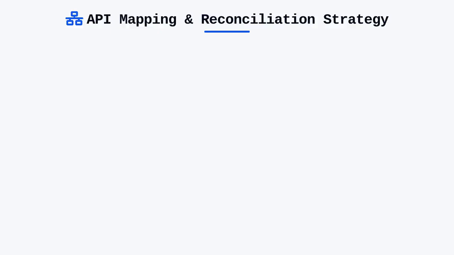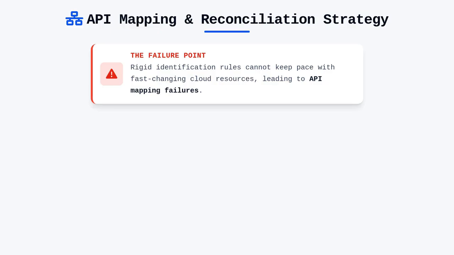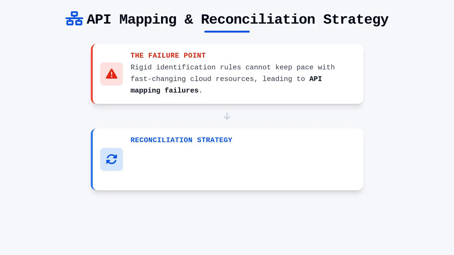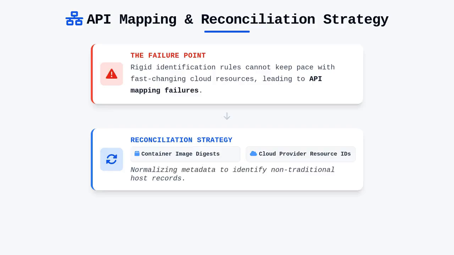When we encounter API mapping failures, it is usually because our identification rules are too rigid for the fast-paced nature of cloud resources. We need to implement reconciliation strategies that can identify non-traditional host records based on unique identifiers like container image digests or specific cloud provider resource IDs. Once the metadata is normalized, we then establish unified remediation structures that allow our teams to patch vulnerabilities at the infrastructure layer or the image level.